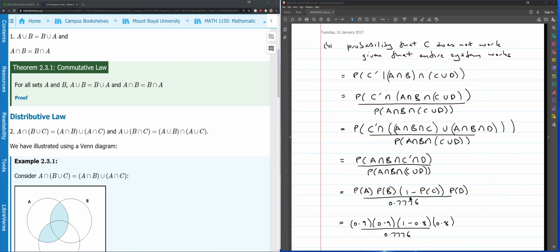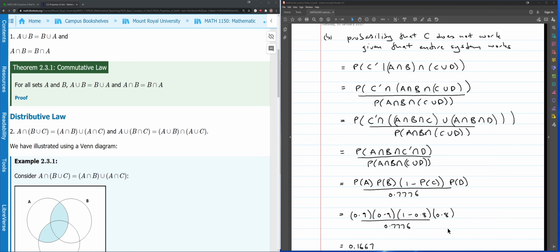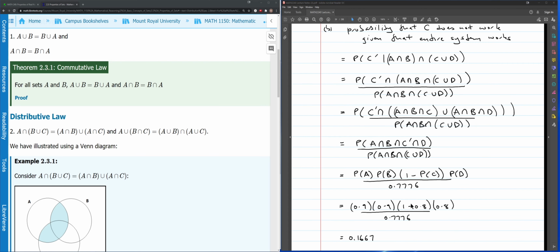Okay, so once I have that, I just insert what my probabilities are. The probability A is 0.9, probability B is 0.9, probability C is 0.8, probability D is 0.8. Then you just work out this numerical expression to get your answer, which is 0.1667.